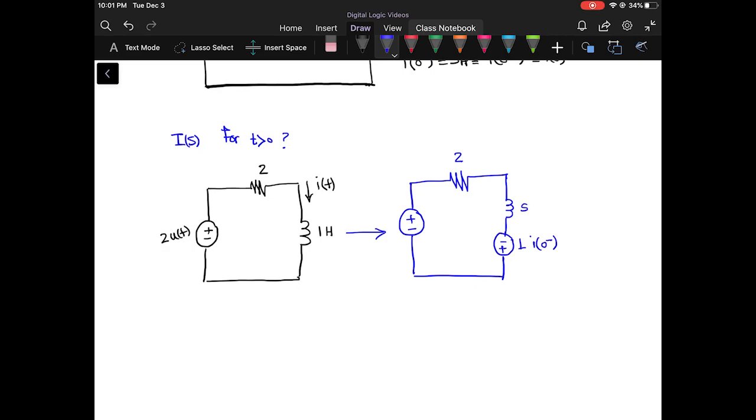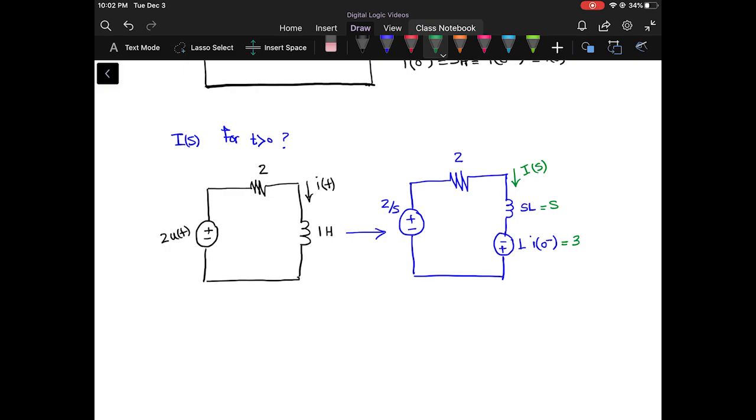And we know that the inductor will be SL in the Laplace domain, and 2u(t) is 2 over S. So SL is equal to S because L is equal to 1 Henry, and L I(0) will be equal to 1 multiplied by 3, which is 3. So now I have to find I(s). I(s) is the Laplace transform of i(t). So I have to find the current in this circuit.